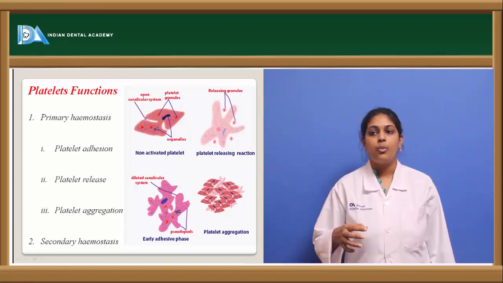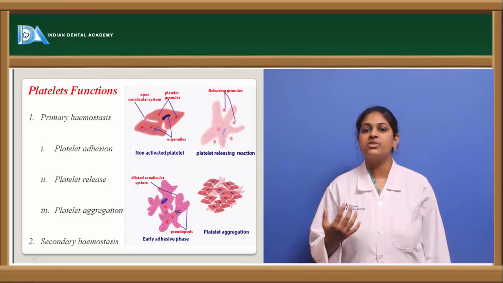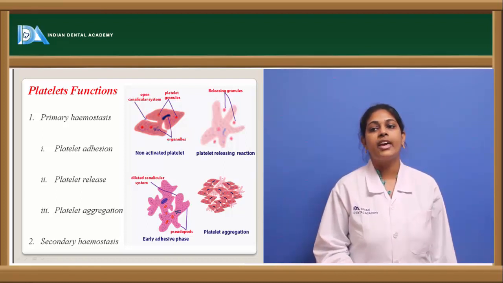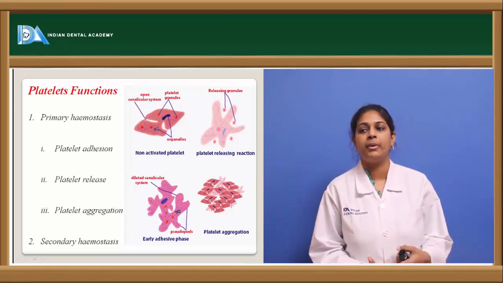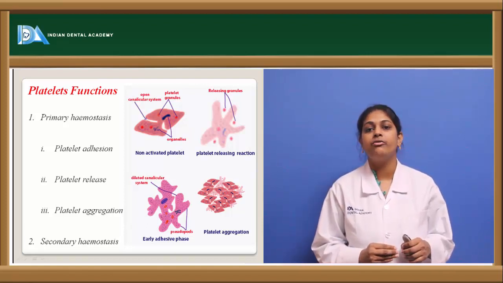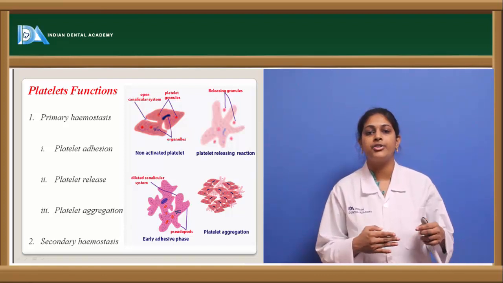Once these platelets get activated by platelet adhesion, they release the factors present within the granules. And these factors together cause the aggregation of the platelets. That is, between the platelets, certain fibrin is formed, which forms a plug and interconnects the adjacent platelets.